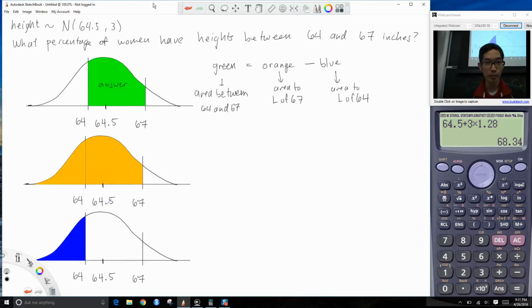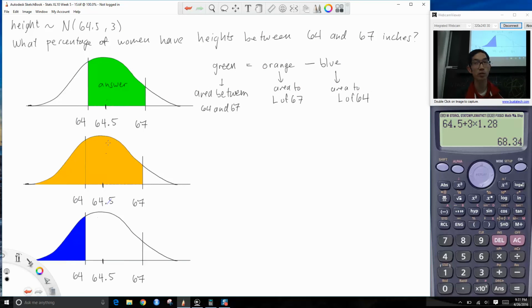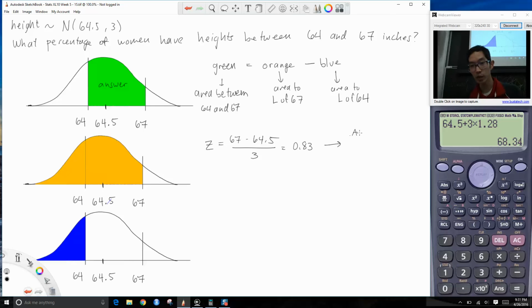If we break this problem into these two smaller problems, we can do this. Is that okay? Do we know how to get the area to the left of 67? What are the steps there? We turn 67 into a z-score: 67 minus 64.5 divided by 3, and we get 0.83. Then we turn the z-score into an area, and the area to the left is 0.7967.